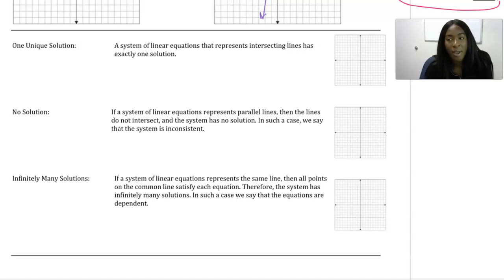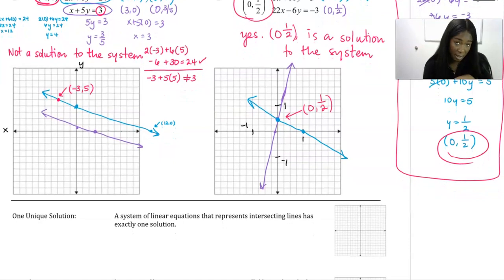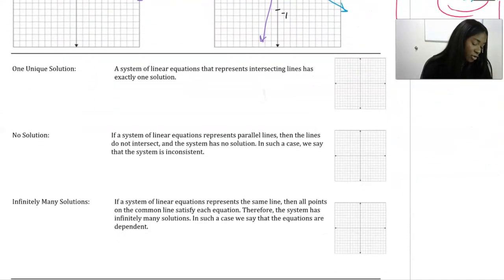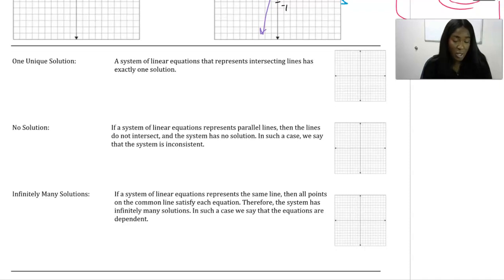The next thing we're going to talk about are the different types of solutions, or how many solutions you could possibly get if you're solving a system of linear equations. So again, what we're doing when we're solving these systems is we have two lines. In both of these examples, we have two lines, and we're looking to see where these lines intersect. What point do these lines have in common, if any point? And there's three different possible solutions.